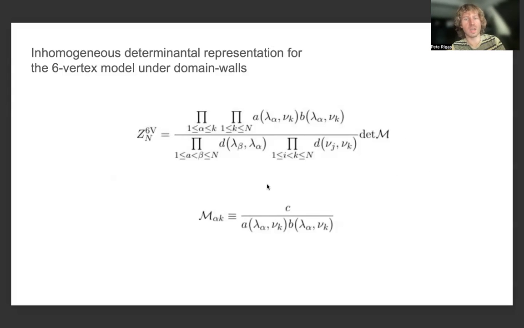So this inhomogeneous determinantal representation is different from the homogeneous one in that there is a prefactor appearing in front of the determinant that depends upon the product of weights for the six vertex model, as well as where the determinant of the matrix takes this form. It's C, one of the isotropic weights of the six vertex model, divided by the functions of the weights A and B, which depend upon the spectral parameters lambda and nu.